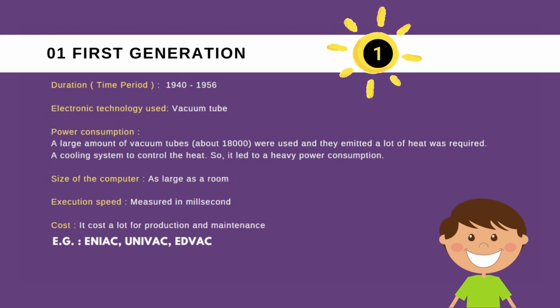Execution speed measured in milliseconds. Cost: it cost a lot for production and maintenance. Example: ENIAC, UNIVAC, and EDVAC.